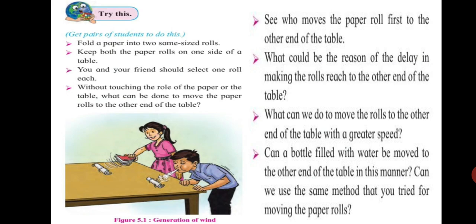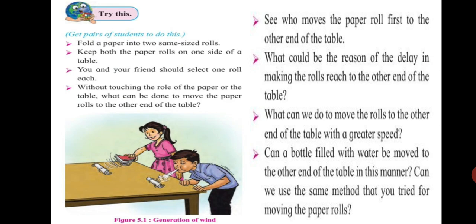Try this. Fold a paper into two same sized rolls. Keep both the paper rolls on one side of a table. You and your friend should select one roll each. Without touching the roll of the paper or the table, what can be done to move the paper rolls to the other end of the table? Yes, you can blow on it.